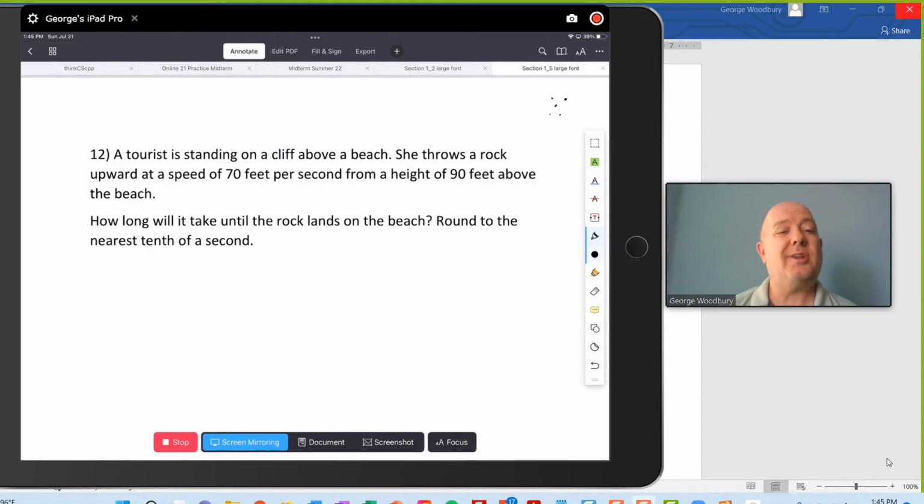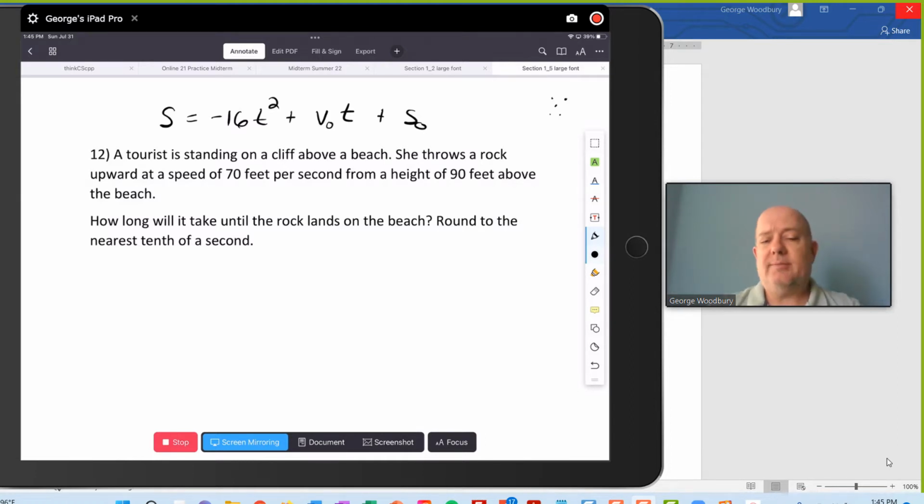Now, the equation that governs projectile motion is this one: S equals negative 16t squared plus v sub 0 times t plus s sub 0. S is the height at time t seconds. V sub 0 is the initial velocity of the projectile. S sub 0 is the initial height of the projectile.